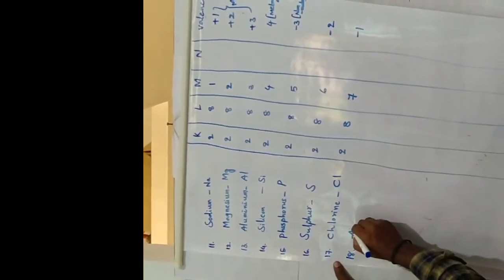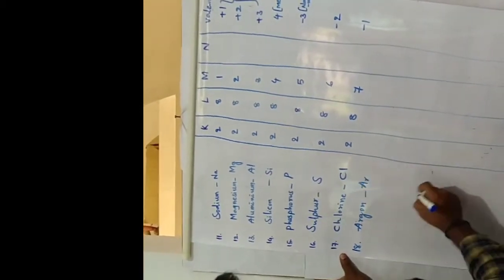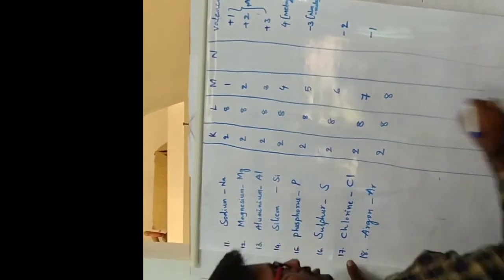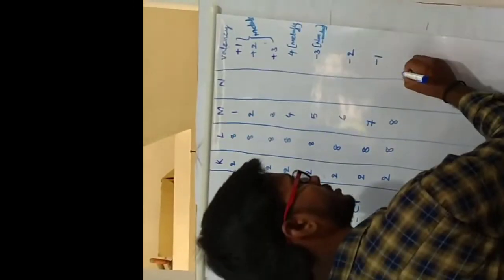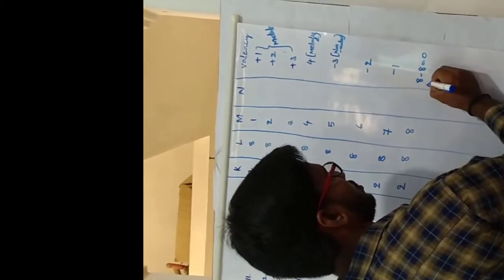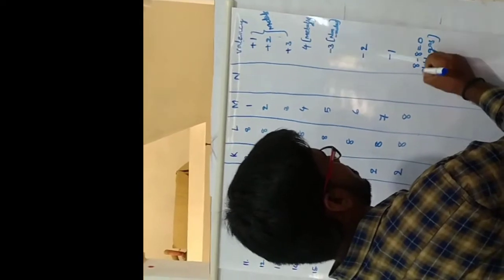18th one, argon. Symbol of argon Ar. Electronic configuration 2, 8, 8. Outermost electrons are 8. So 8 minus 8 equal to 0. It is a noble gas element.